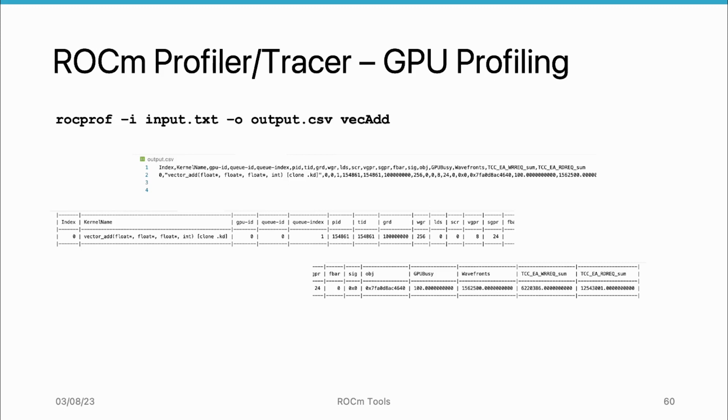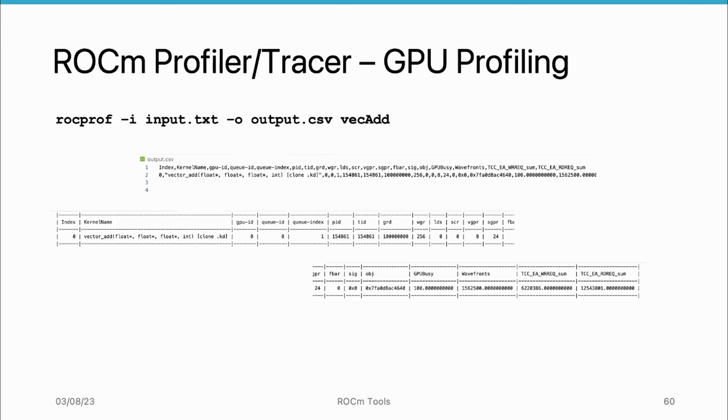These metrics are related to the kernel's characteristics such as GRD, which stands for the kernel's grid size, WGR, which is the workgroup size, LDS for the kernel's LDS memory size, SCR for the scratch memory size, and VGPR and SGPR for the kernel's VGPR and SGPR number, respectively. Additionally, FBAR indicates the kernel's barrier limitations. The SIG is related to the HSA specification and typically does not require users' attention.